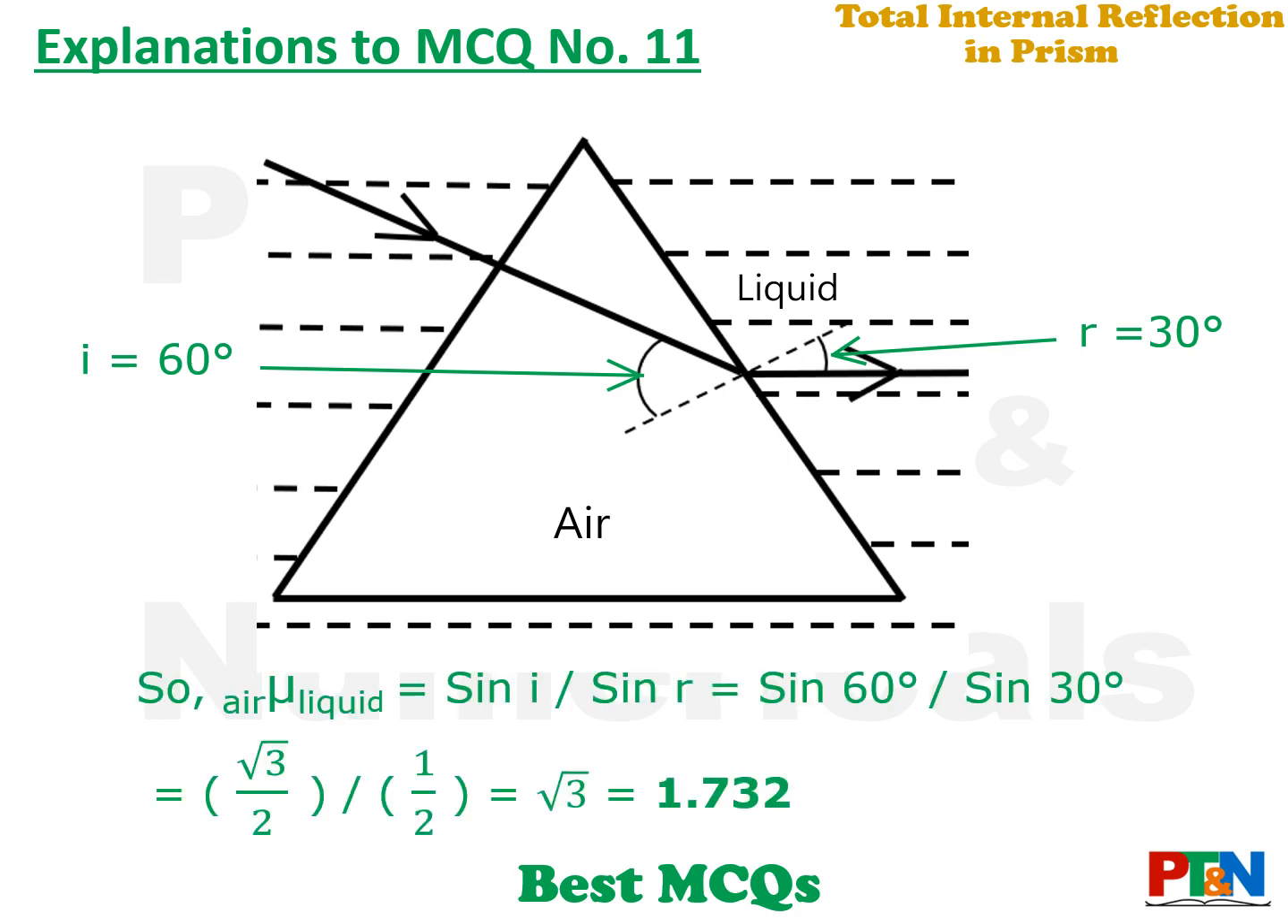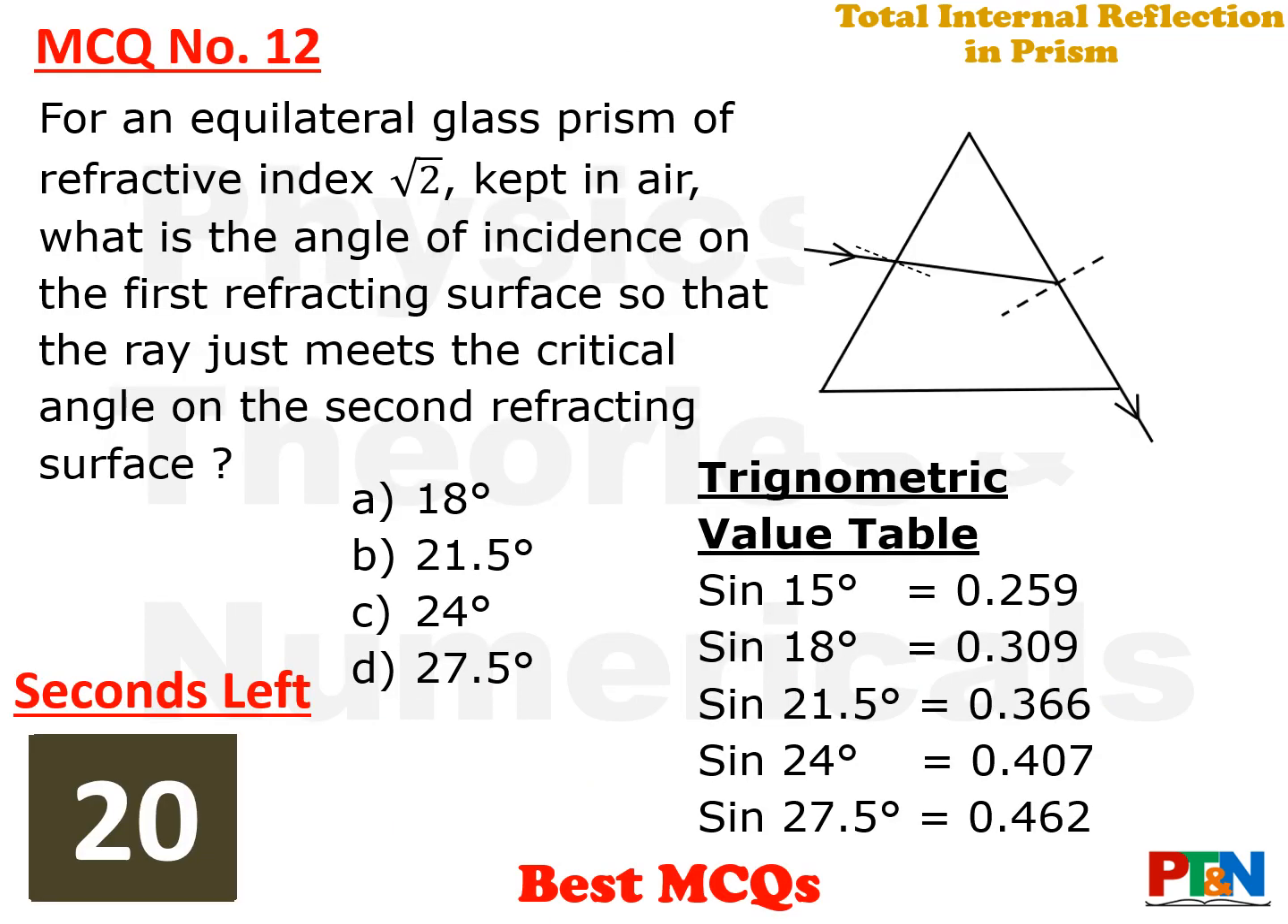So refractive index will be sin I by sin R. Simple. Pure geometry. Easy. The questions look difficult, but once you draw the diagram and try to find out what exactly is required, it is easy. Next MCQ.